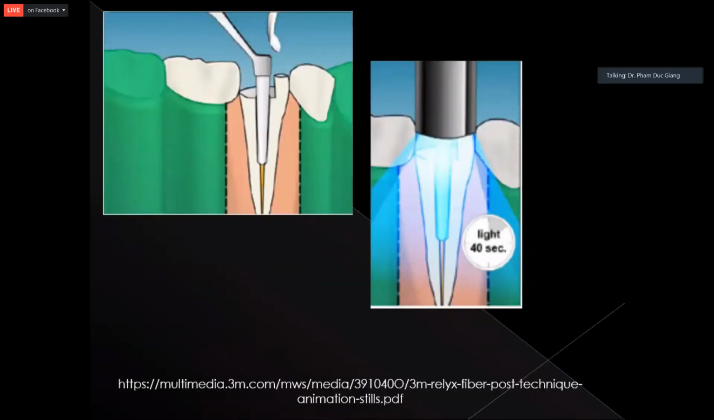And then after this the post is placed, and then after this light cured for 40 seconds. Tiếp theo là mình đưa cái chốt này vào và chiếu đèn để cho nó được trùng hợp trong vòng khoảng 40 giây.